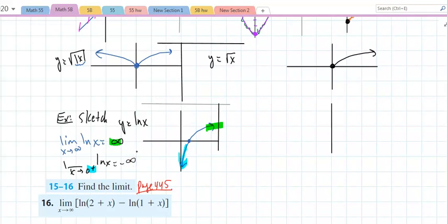Now, this will change completely if I was to say, hey, what about the limit as x approaches infinity of absolute value of natural log of x? How about the limit as x approaches negative infinity of absolute value of natural log of x? Well, a quick sketch will really do the trick and save you a lot of pain on all of those.